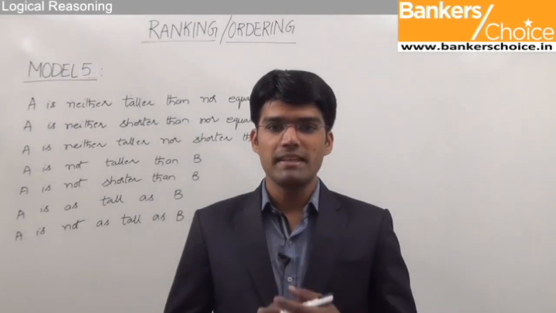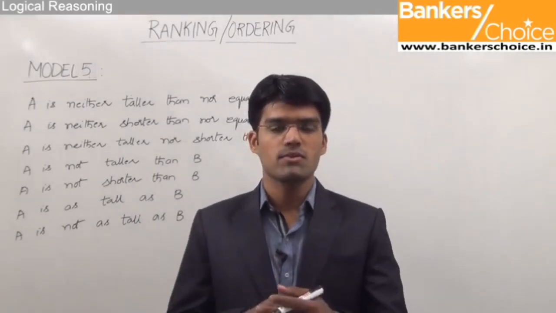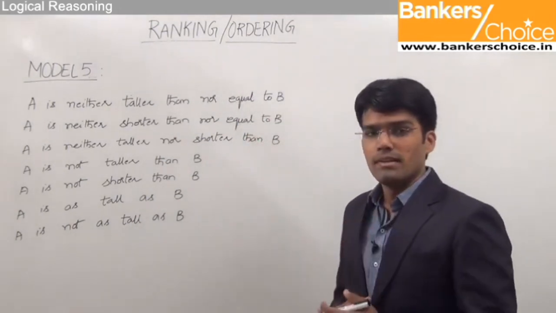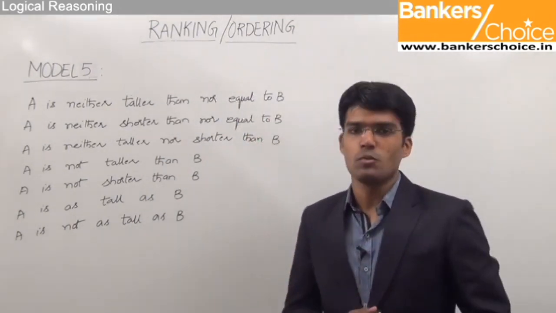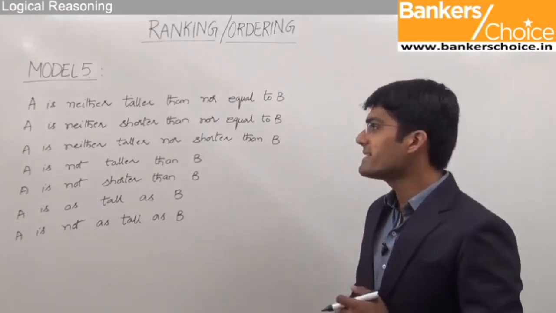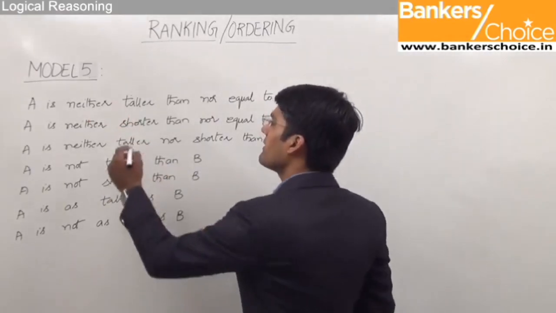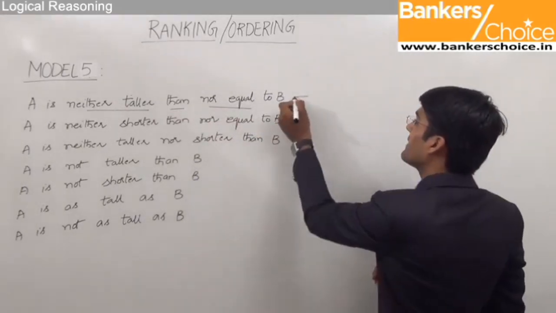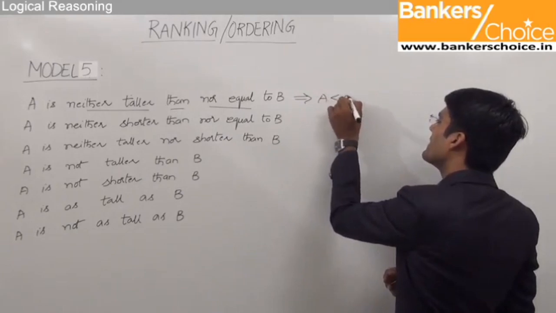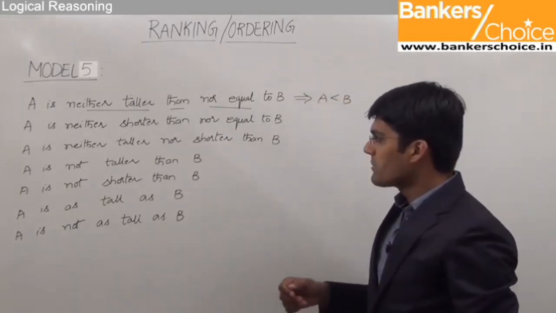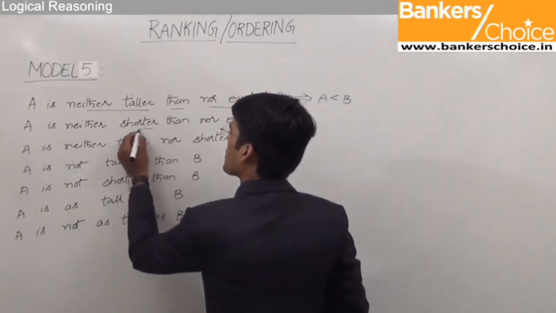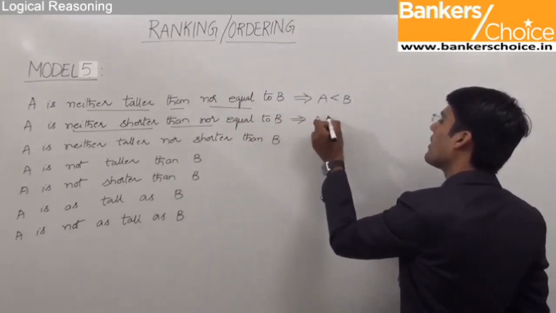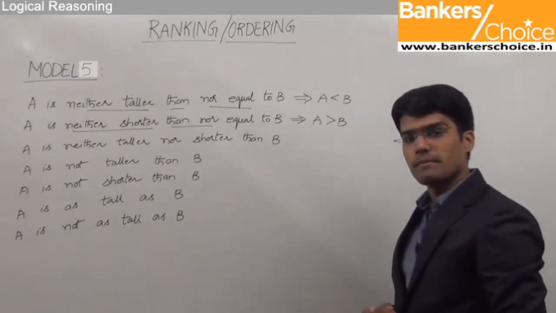Let us now understand the various types of inequalities which are required to solve questions from ordering. For example, let us assume that we are comparing the heights of two persons A and B, and the statement says A is neither taller than nor equal to B. So we can understand that A is shorter than B, or A is less than B. Similarly, suppose the given statement is A is neither shorter than nor equal to B. So we can say that A is taller than B, or A is greater than B.